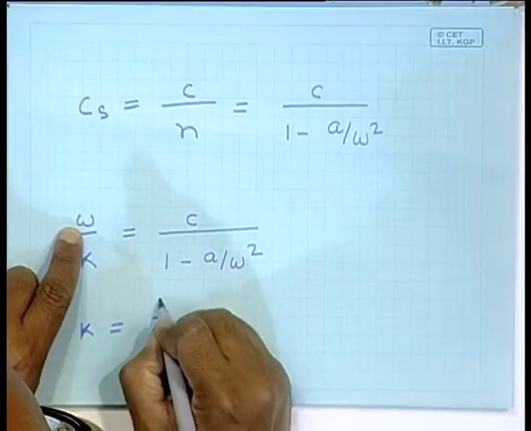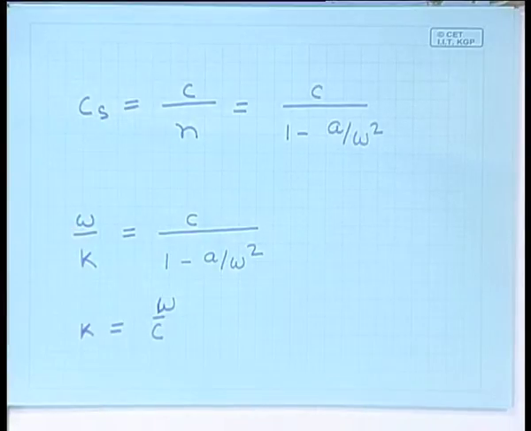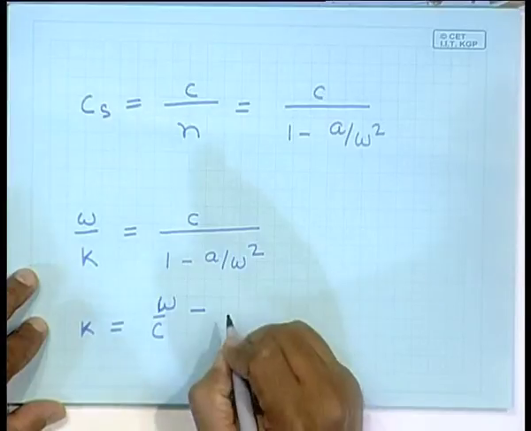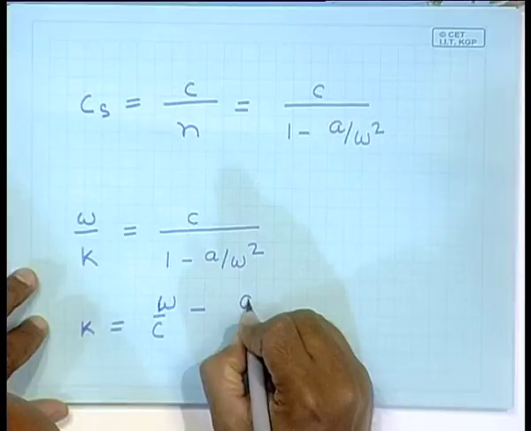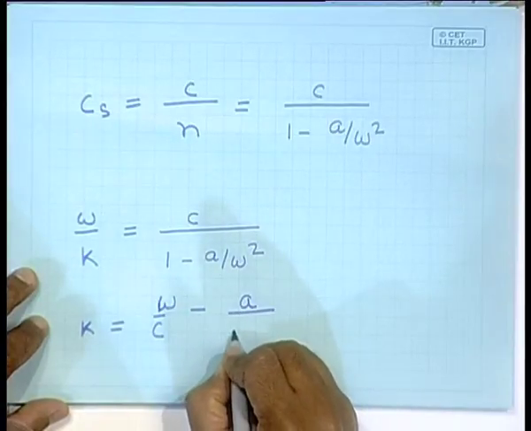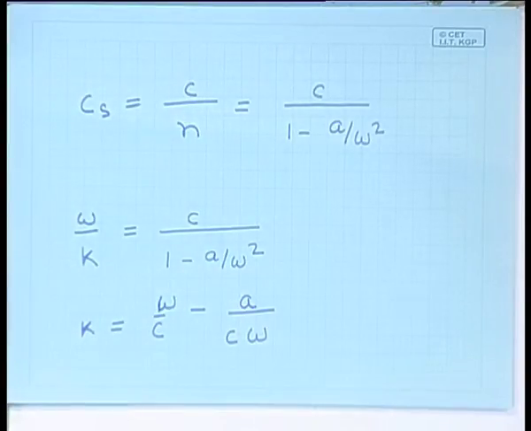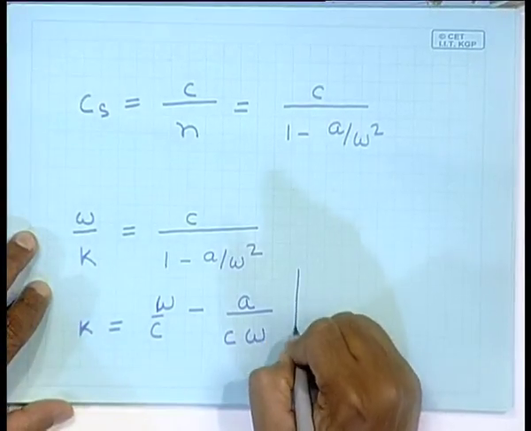So, we have one term which is omega by c, and then we have another term which is going to be minus a by c omega, the factor of a will come on top. So, that is the value of the wave number in terms of the angular frequency, and we can use this to calculate dk by d omega.